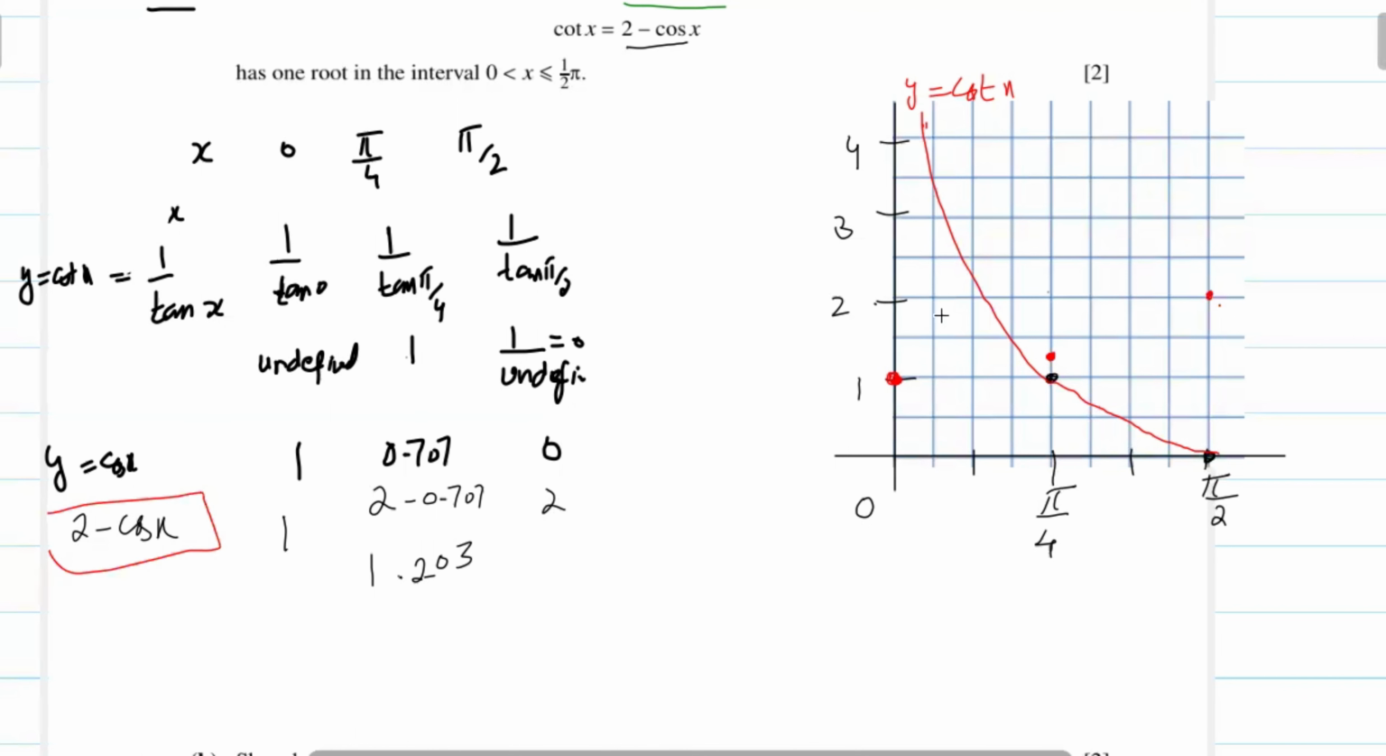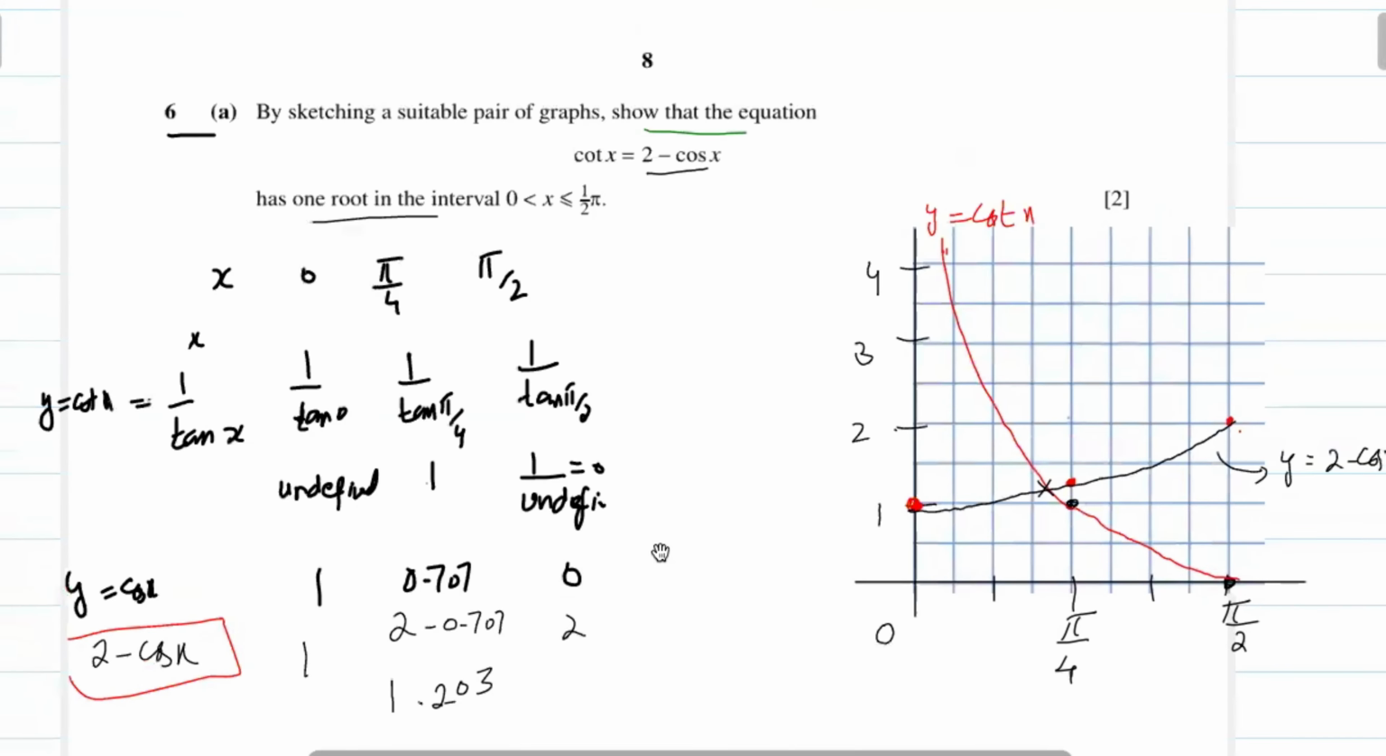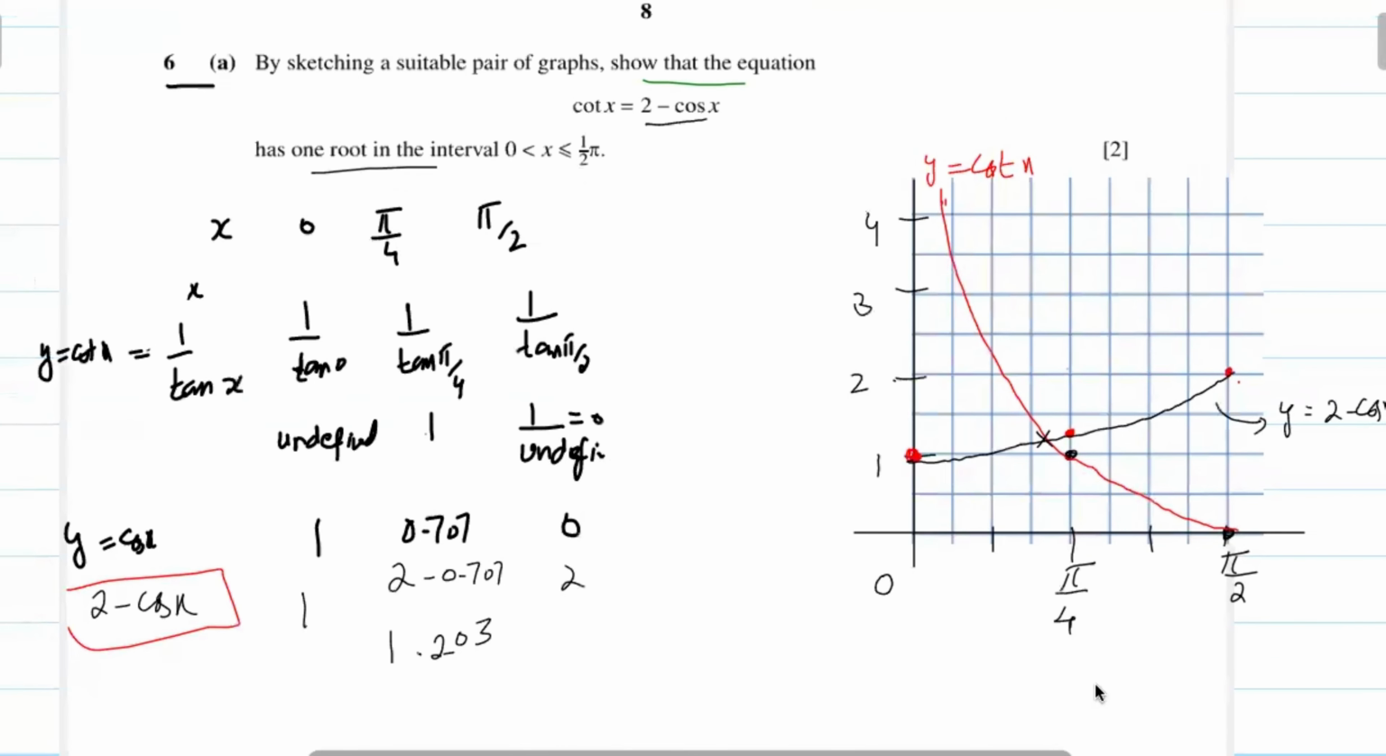We join these points. You see here, when we join these points, we get the graph y equal to 2 minus cos x. You see here, these both graphs intersect at 1 point. Therefore, it has only one root. And this is the solution of this part A.